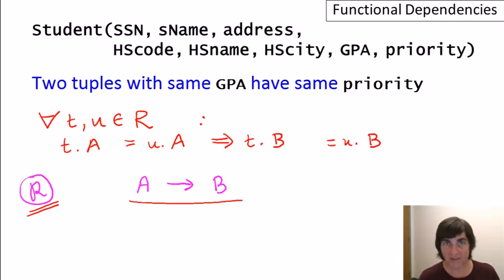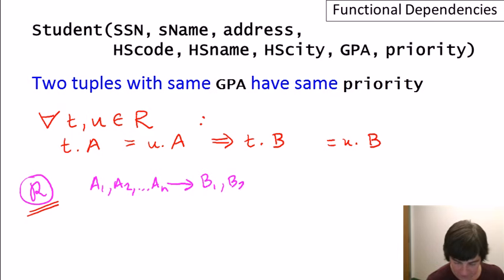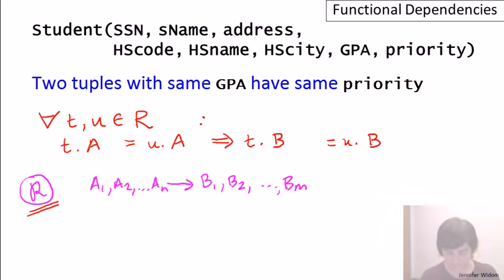Actually, I'm going to generalize this definition even further because functional dependencies don't always have to have one attribute on each side. They can actually have a set of attributes. So now I write A1, A2, AN on the left-hand side. These will all be attributes of relation R. And on the right-hand side, B1, B2, BM, again, attributes of R.